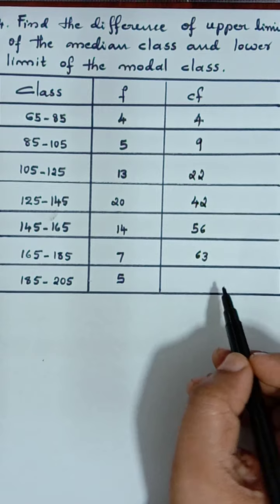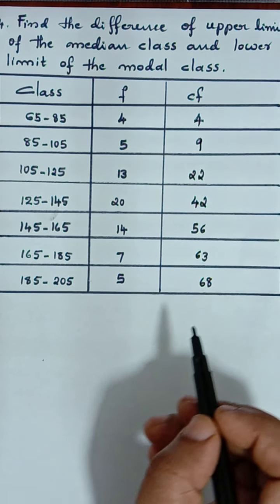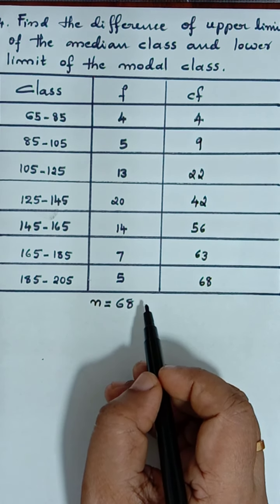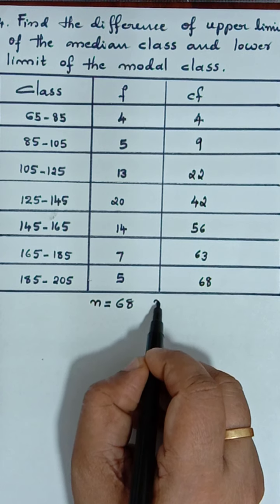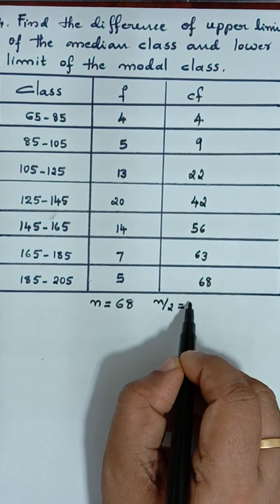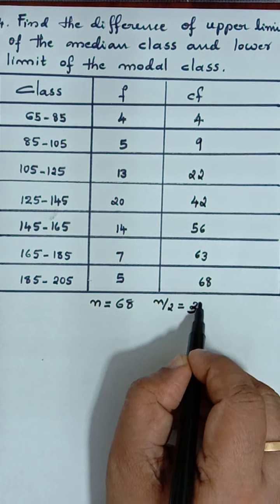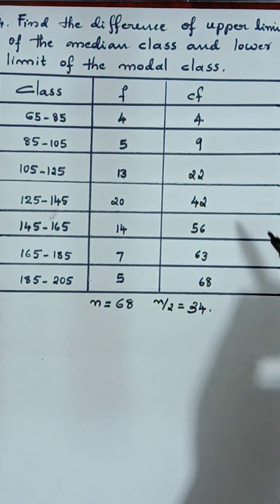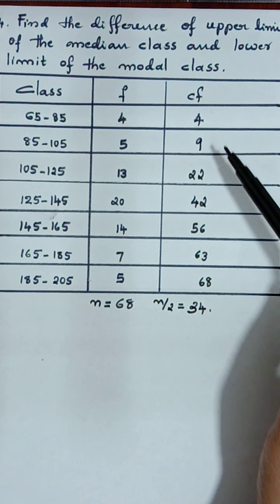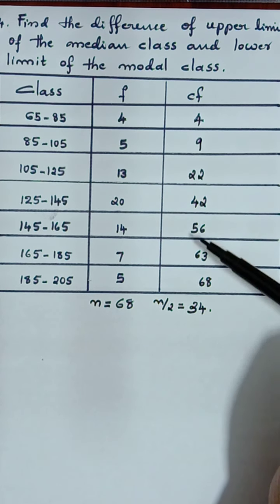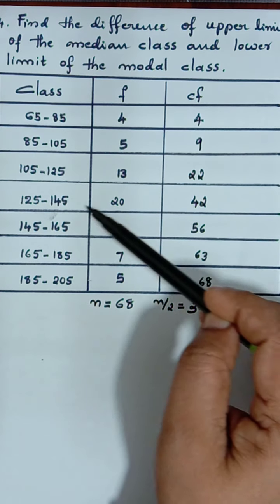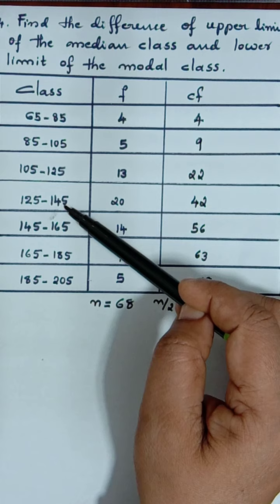63 plus 5 is 68. So n, the total frequency, is 68. Therefore n by 2 is 68 by 2, which is 34. Now how do we get our median class? We have to check the CF column. Where does 34 come? 34 is missing. So the next bigger number is 42. Its class is 125 to 145.